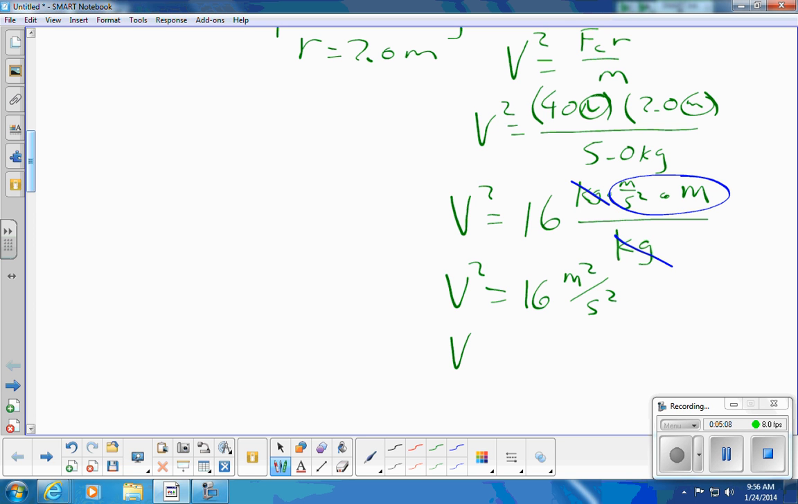The last thing I do is square root both sides. I get v is 4 meters per second. That makes me happy. Choice D.